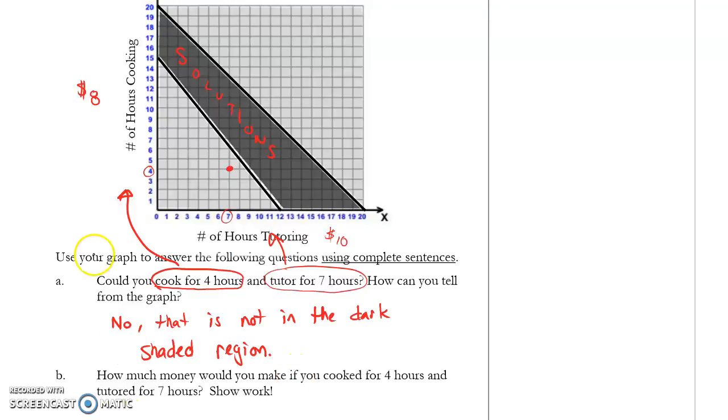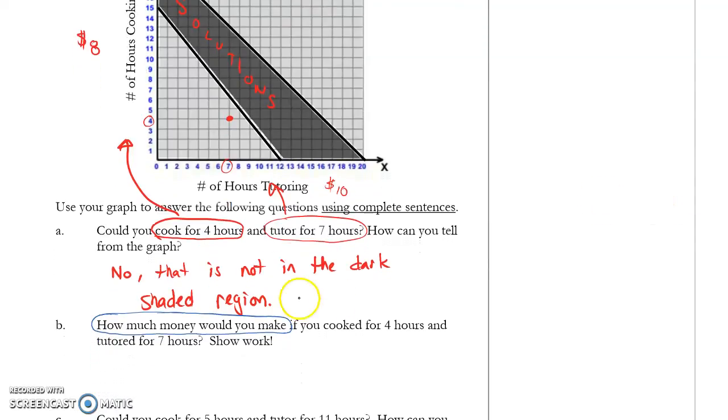For the second example, I'll do in blue. How much money would you make? So this is a different question now. How much money would you make? It's not asking could this be a solution. It's asking if it was, how much money would I make? That's where my $8 for cooking and $10 for tutoring comes into play.